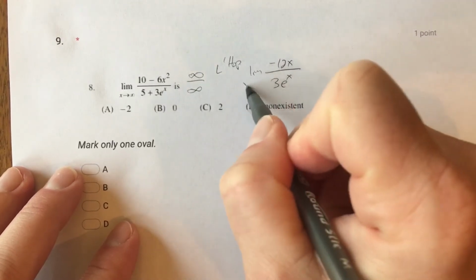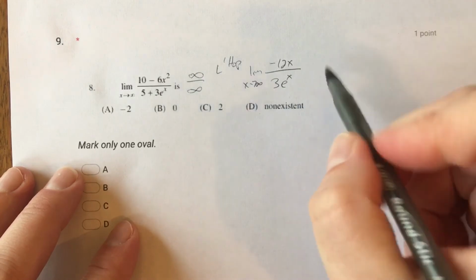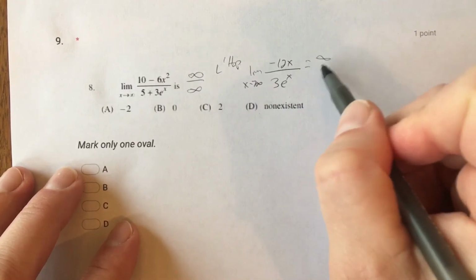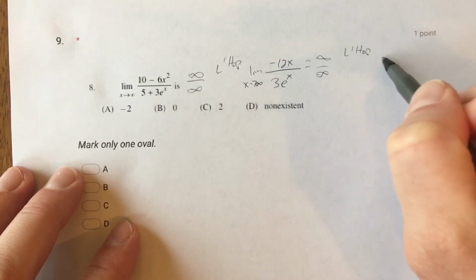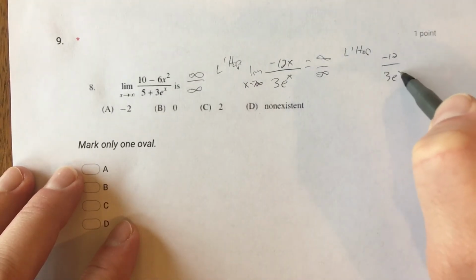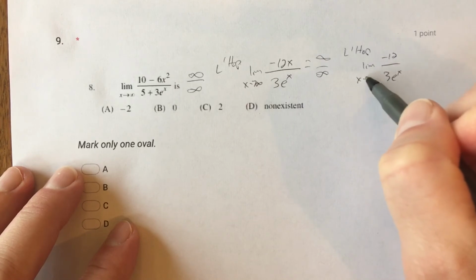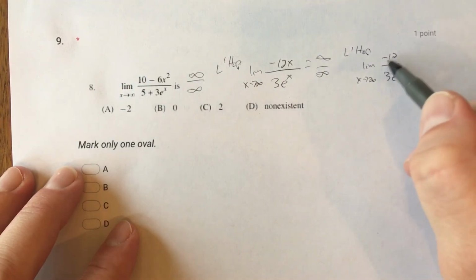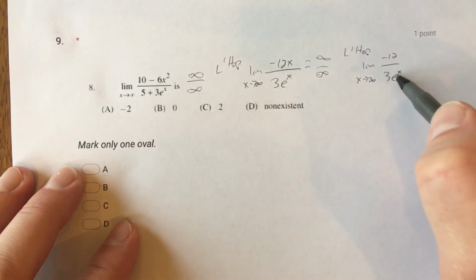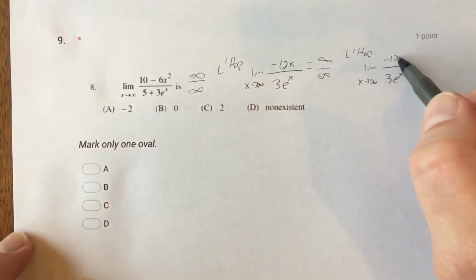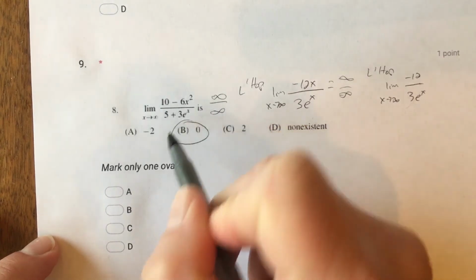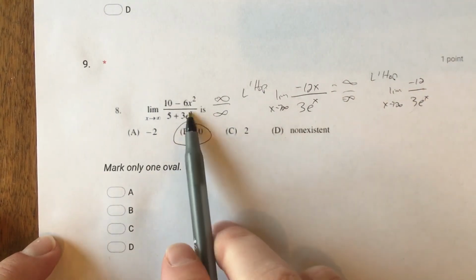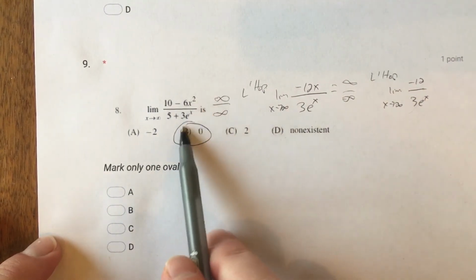Try it again. Some of you can see where this is going to go right away, but we're going to get infinity over infinity. So do L'Hopital again. We're going to get negative 12 over 3 to the x. Now if I let x go to infinity, the top's going to stay negative 12, but the bottom's going to get super big. So if I take a number divided by something super big, that's going to go to 0. So anytime you have an exponential going against a polynomial, the exponential is always going to win in a case like that.